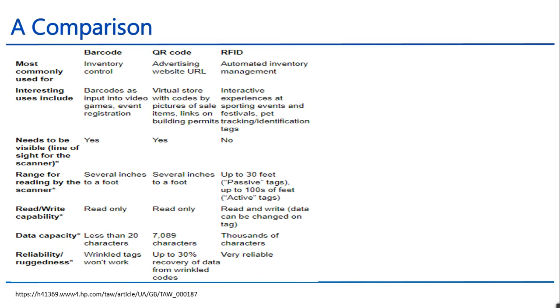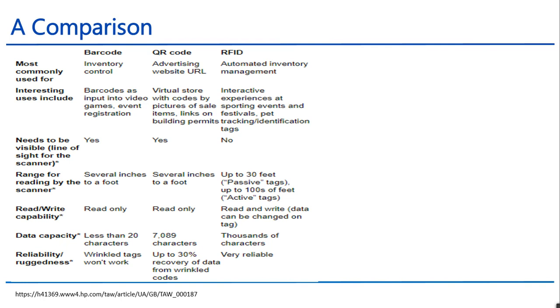And RFID is about interactive experience at a sporting event or any festival. The RFID tag can also be used for pet tracking, to track your pet as well. Barcodes need to be in visible line of sight for the scanning. Whenever there is a barcode, the reader needs to be in the same line, exactly face to face, to scan and understand it. That is the limitation of the barcode. In the QR code, it is exactly the same.